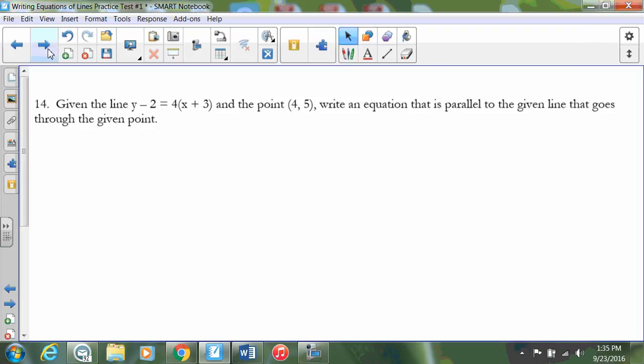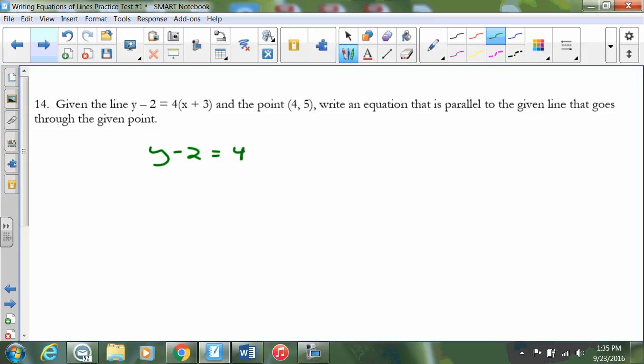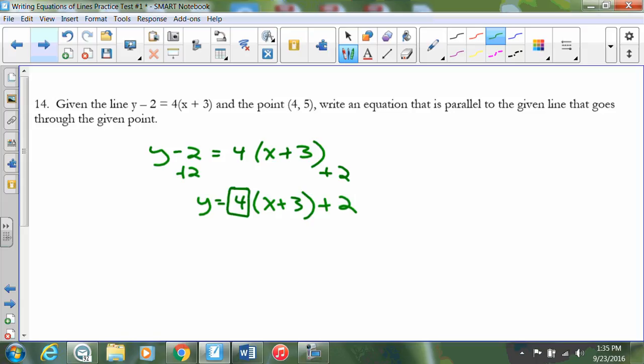Okay, the next one, we're given a line, and it's not a really pretty form. If we wanted to make it look more like what we're used to, we could add the 2 to both sides, and we could get y equals 4 times (x plus 3) plus 2. We recognize this as the form with the h's and the k's, and we know that this number is the slope. You could have even known this number is the slope before we added the 2 to both sides. You do not need to add the 2 to both sides. You can recognize that 4 is the slope.